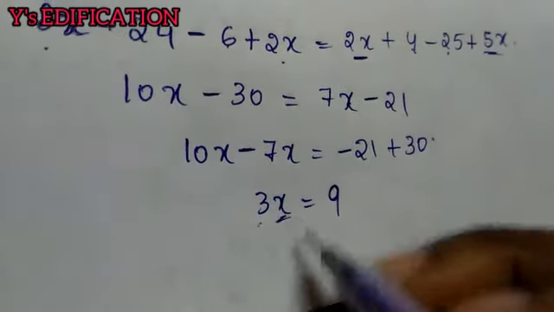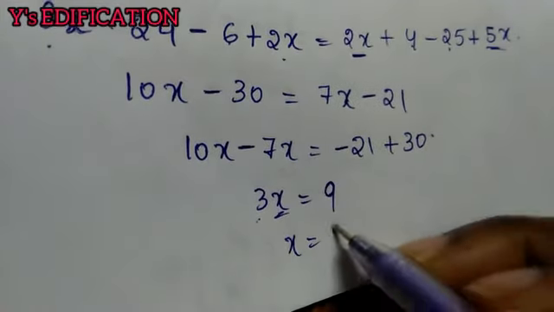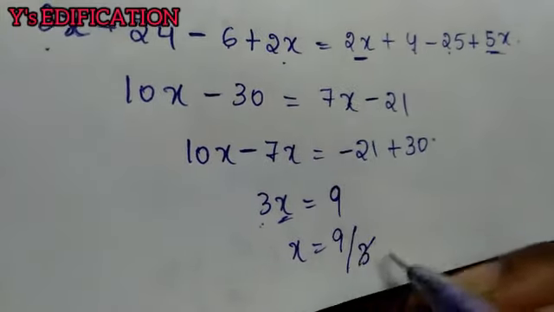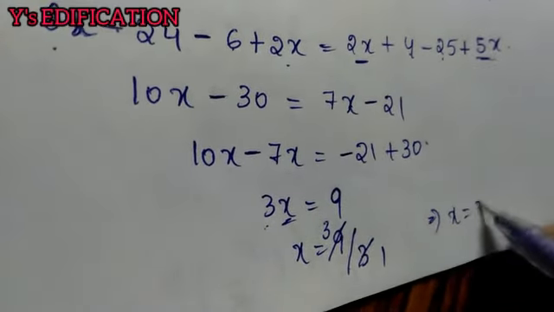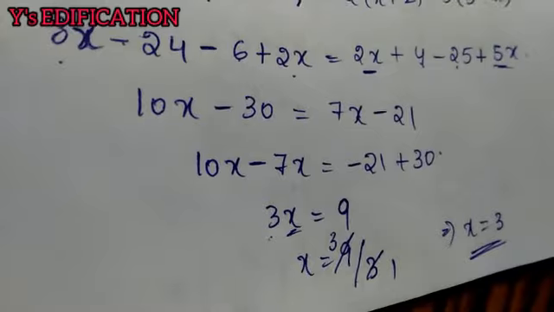We want only the x value. So transpose this 3 to the RHS. It will become 9 by 3. So 3 into 1, 3 into 3. So what is the x value left here? x value is 3. Okay.